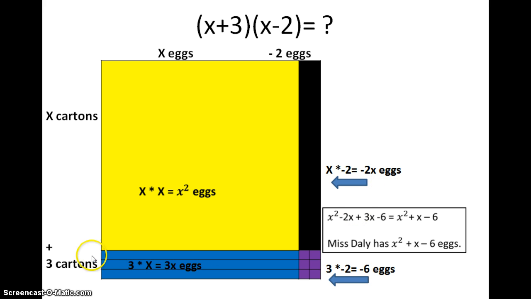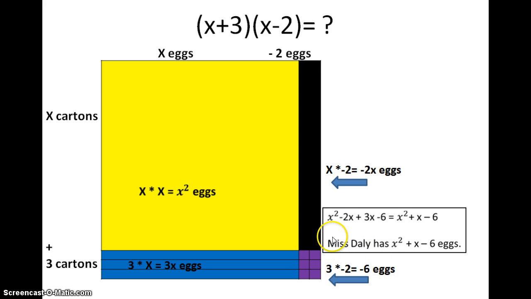Now over here, we have 3 cartons with an unknown number of eggs. So we'll multiply that out. 3 times x gives us 3x eggs. And over in this final corner, in those 3 cartons, again we're missing 2 eggs in each. So we'll multiply that out. 3 times a negative 2 gives us a negative 6 number of eggs.